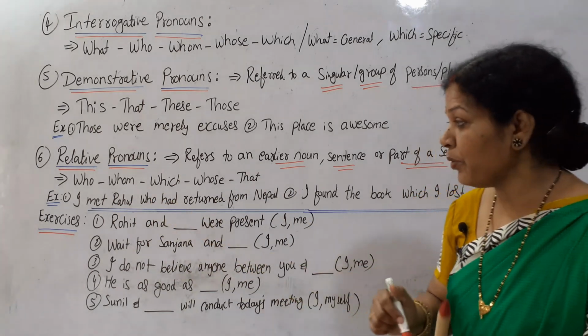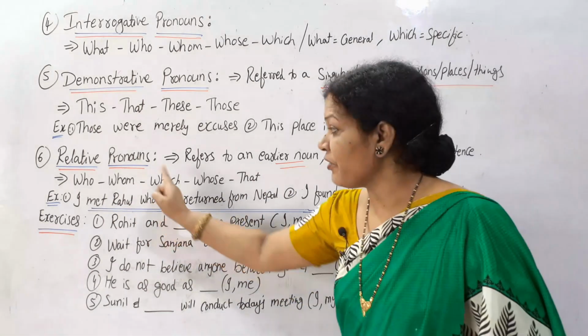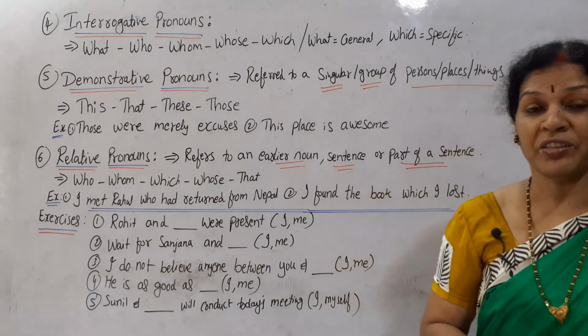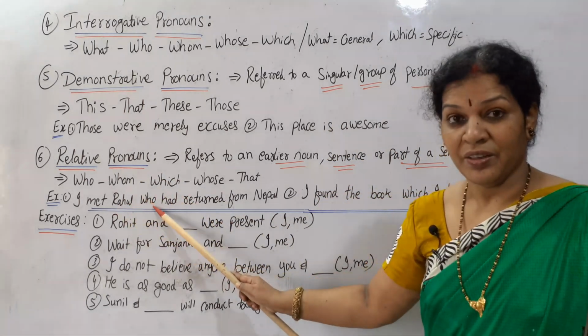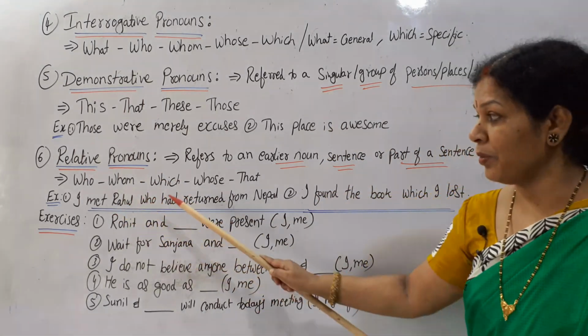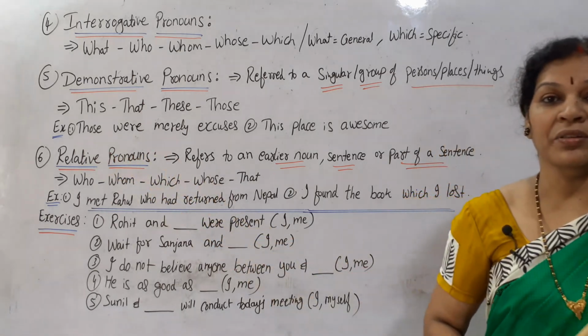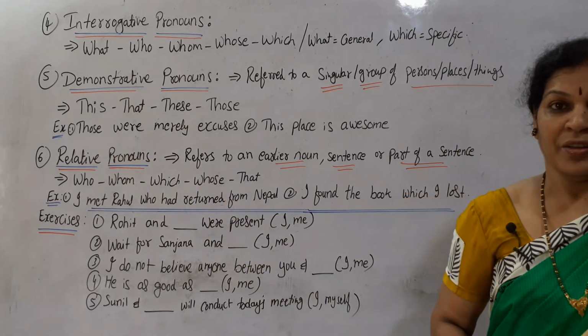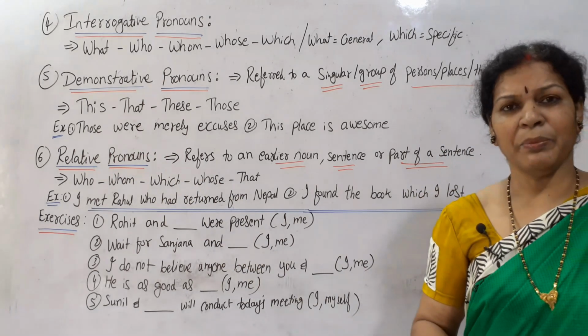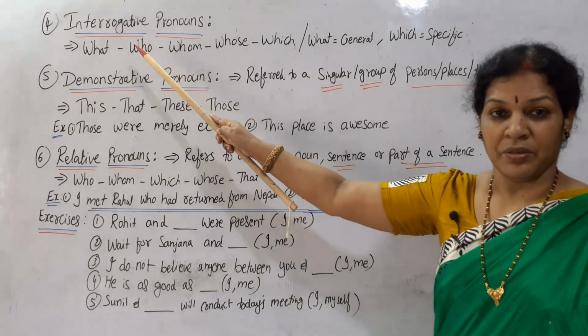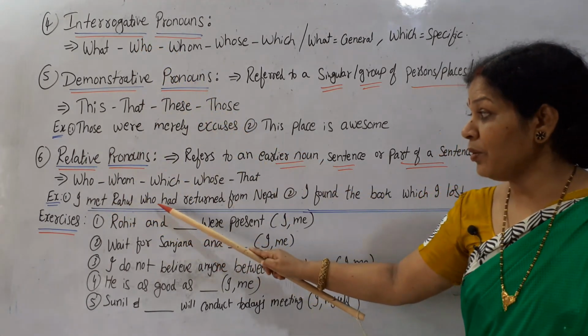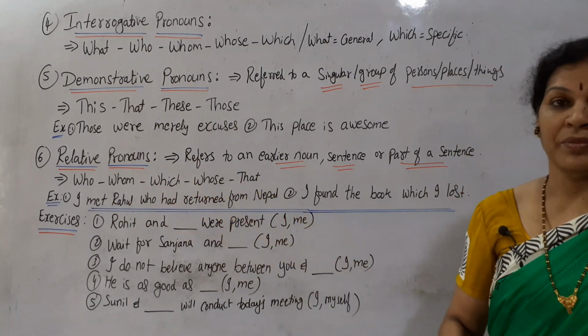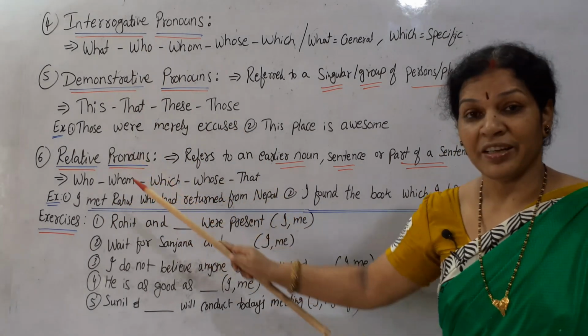Here we have who, but who is referring to a noun. What is the noun here? Rahul. Who is referring to Rahul, then it is a relative pronoun. Who is Rahul means who will become interrogative. Here: I met Rahul who had returned from Nepal. So that is a relative pronoun.